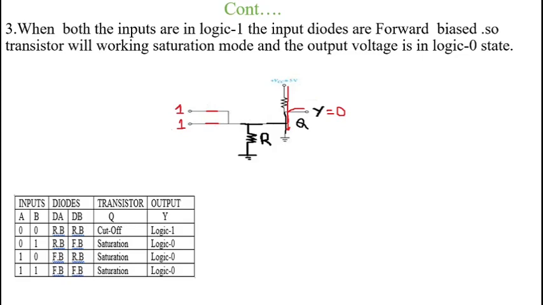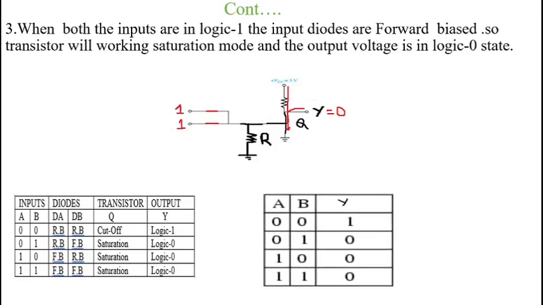One more possible combination of inputs is logic 1 applied to both inputs. At that time the two diodes DA and DB are operating in forward bias condition, and the transistor Q is operating in saturation region. Therefore, we get the output Y equal to logic 0. For our convenience, we redraw the truth table of this two input DTL NOR gate, with inputs A and B, and the output Y equal to 1 0 0 0. In this way we are designing the NAND and NOR logic by using diode transistor logic.